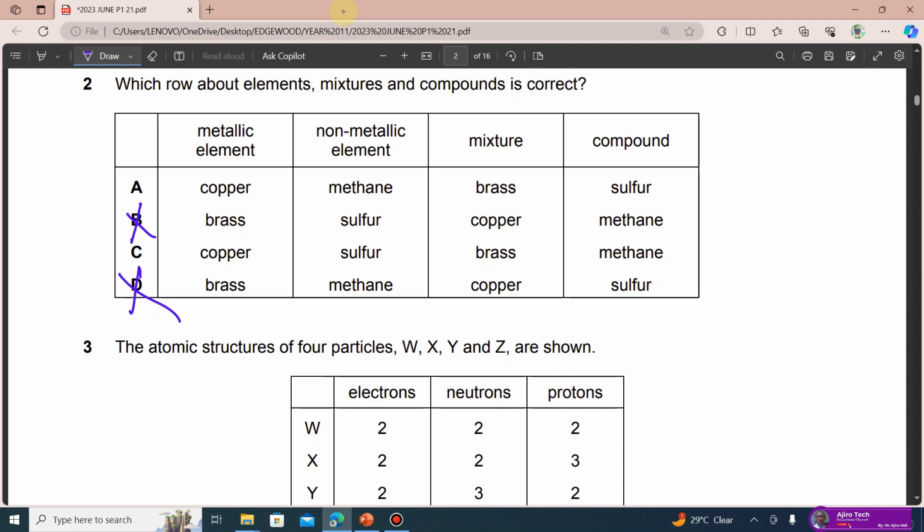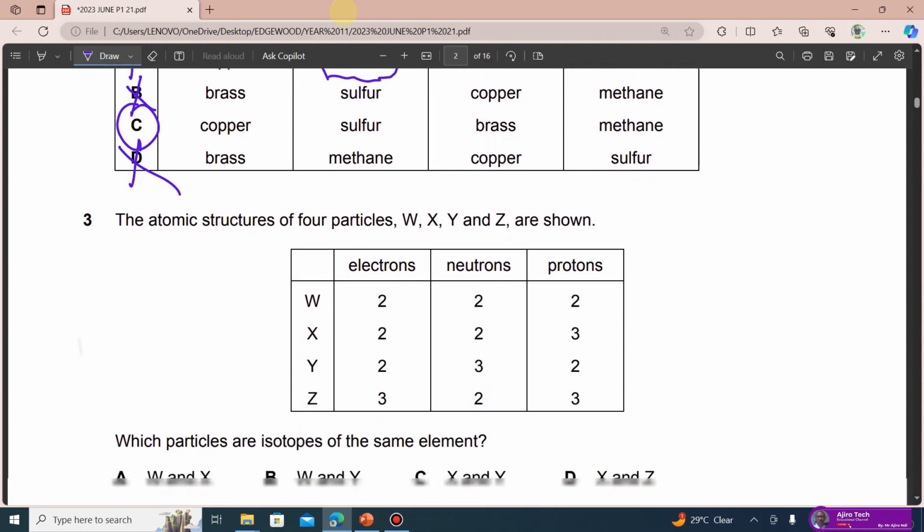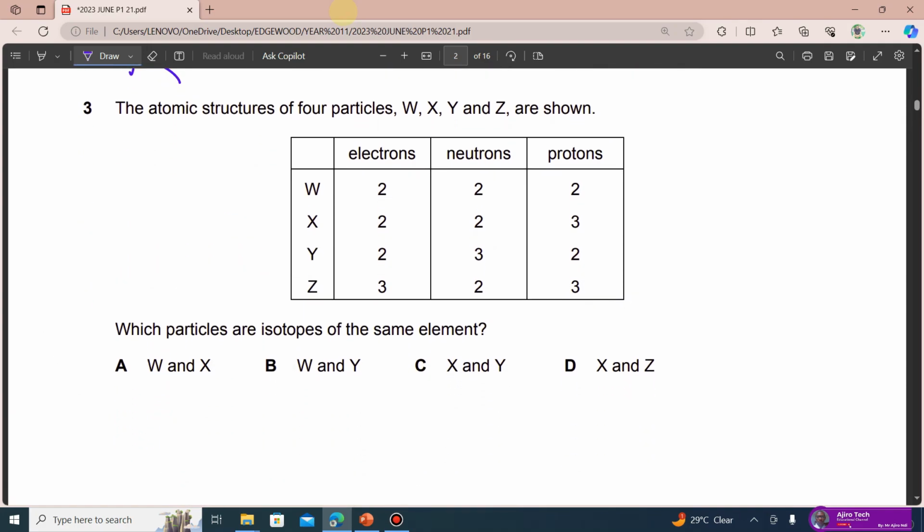Now, we move to the second part, non-metallic elements. Of course, methane is a compound, so that means option A is equally off. That means the correct answer here is option C. You can see that elimination is helping us move very fast with solving questions like this. It will save a lot of time because this paper is just for 45 minutes.